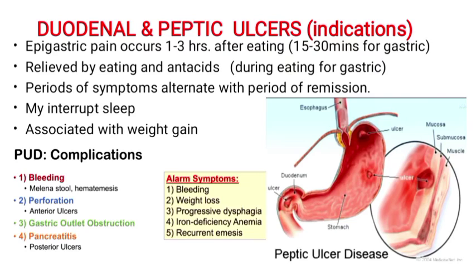There are also periods of symptoms alternating with periods of remission, and the pain may interrupt sleep. When someone goes to sleep after eating, at night for instance, the food is digested in the stomach for a certain time, for instance an hour. After that, the food passes from the stomach into the duodenum and interrupts the sleep. That is why duodenal ulcer interrupts sleep, but gastric ulcer does not.